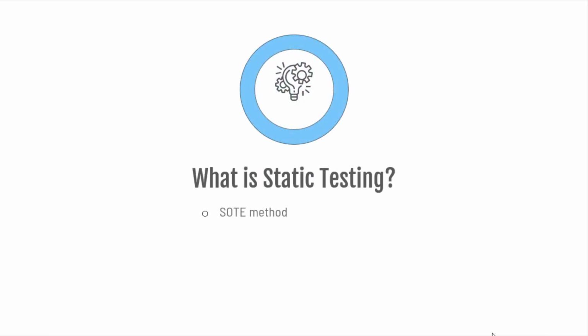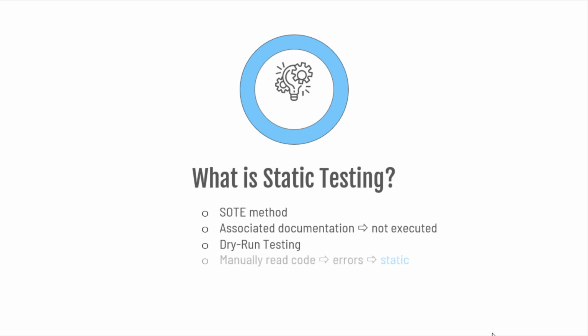What is static testing? Static testing is a software testing method that involves examination of program code and its associated documentation, but does not require the program to be executed. Static testing is also called dry run testing. Static testing requires programmers to manually read their own code to find any errors, hence the name static.